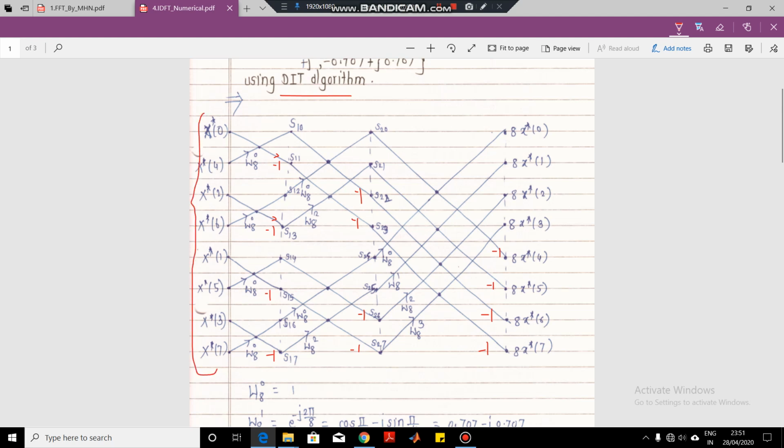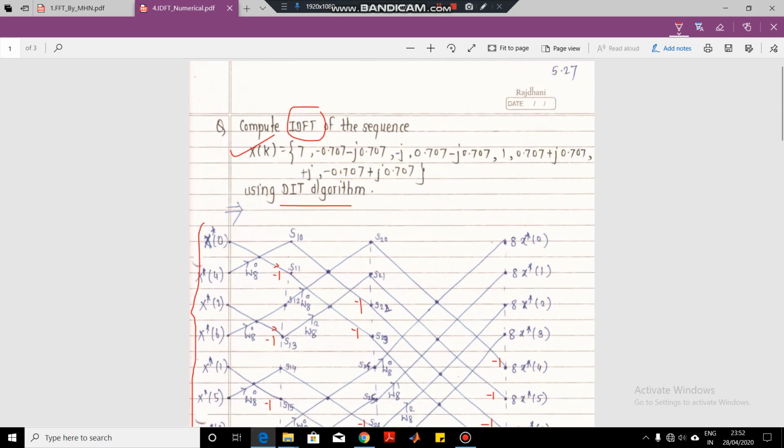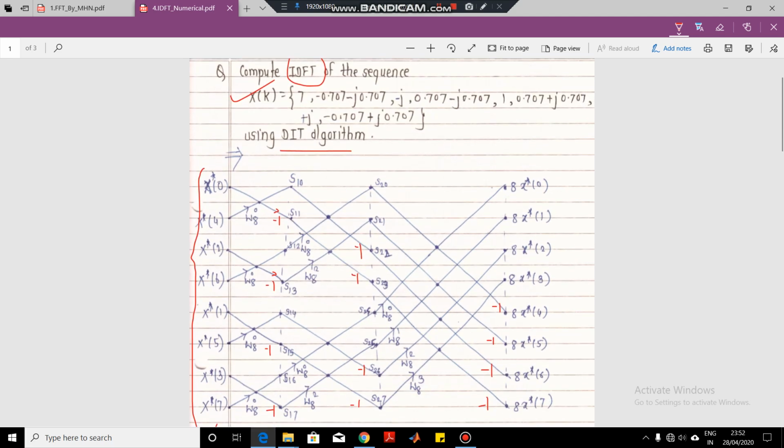What you have to do, first thing is you have to bit reverse the input. So 0 4 2 6 1 5 3 7. This is the bit reversed input we have seen while discussing the algorithm and also in the numerical. But one thing you have to do here: it is given x of k, you have to make it x star of k. That is, you have to take the conjugate of k.